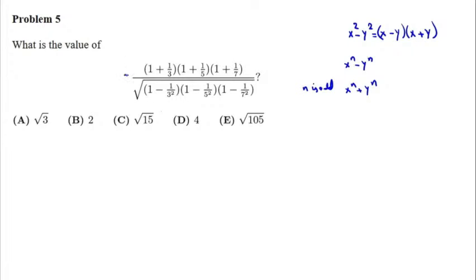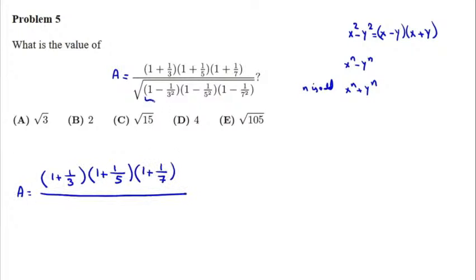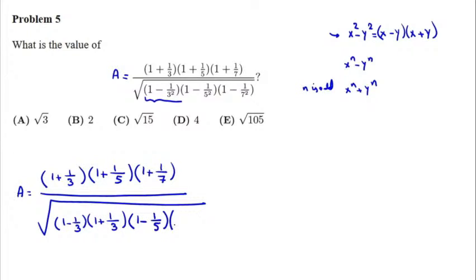So if I call this one A, it is equal to 1 plus 1 over 3, times 1 plus 1 over 5, times 1 plus 1 over 7 in the numerator. And in the denominator, for each part, I use this identity. So it will be the square root of 1 minus 1 over 3 squared, which is 1 minus 1 over 3 times 1 plus 1 over 3. The next one is 1 minus 1 over 5 times 1 plus 1 over 5, and the next one is 1 minus 1 over 7 times 1 plus 1 over 7.